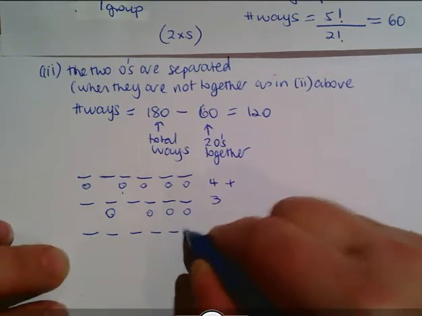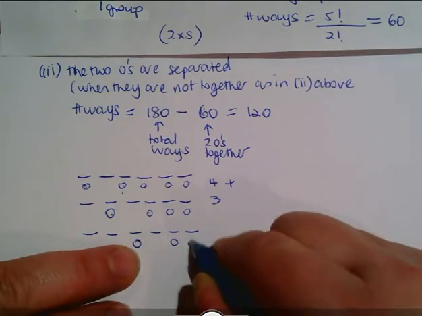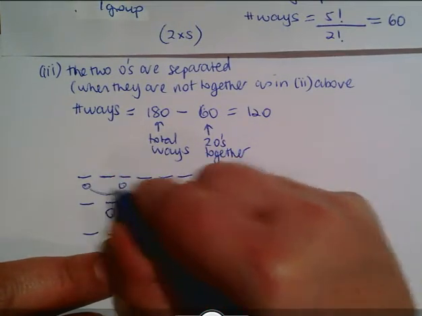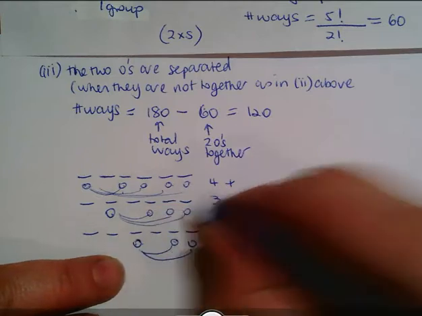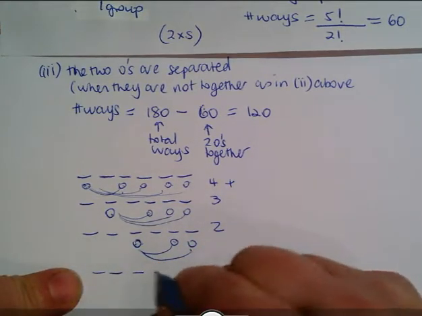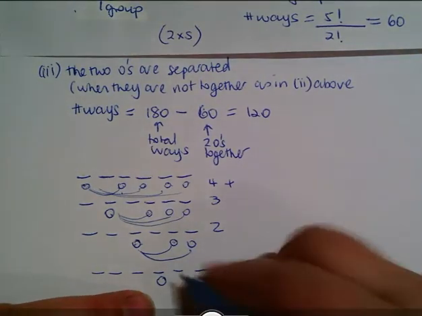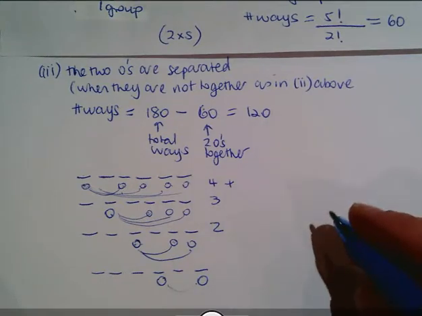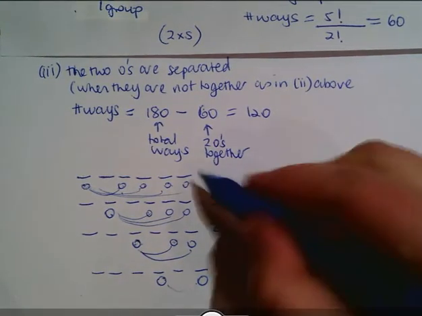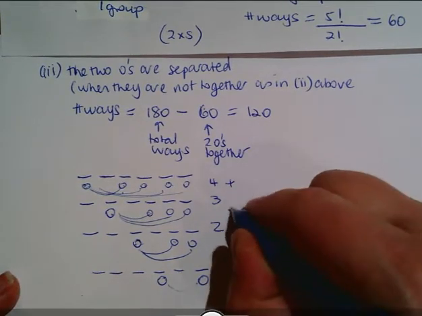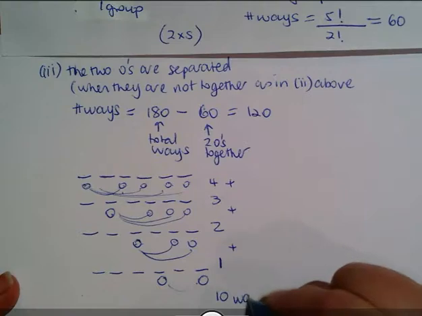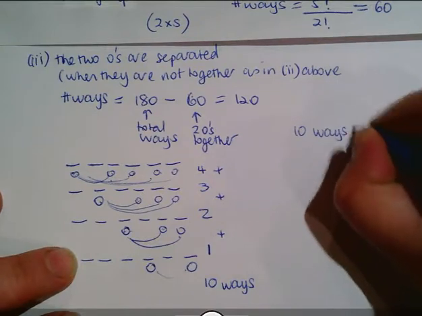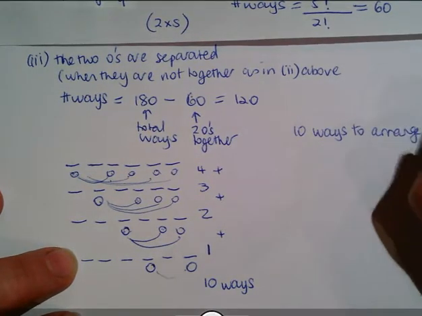And if the O is in the third position, I could go there and there. Okay, so I could go like there and there. So that's what I'm doing, like that. 2 ways. And if the O was in the fourth position, I could go there and there, which is 1 way. So adding them all up, I've got a total of 10 ways. Now that is just to arrange the O's. So 10 ways to arrange the O's.